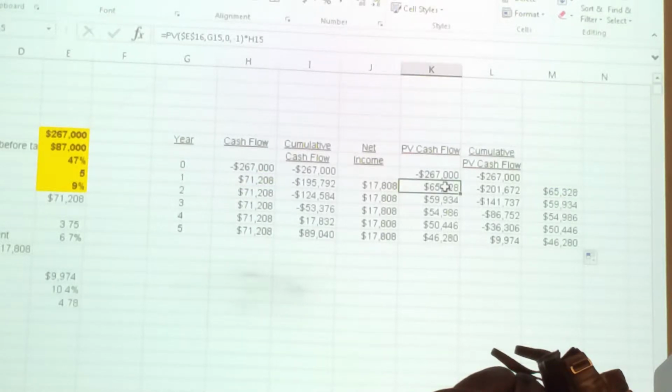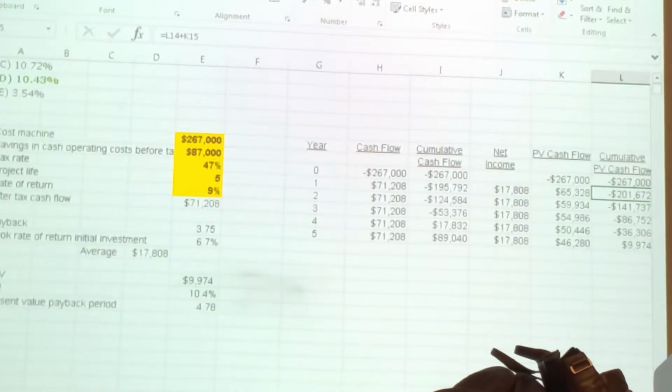So there's the present value of the cash flow. Here's the cumulative. Cumulative is merely the addition, the negative, and then adding the present value of the cash flow each year. Why did I need that? I needed that because of the calculation of the payback.